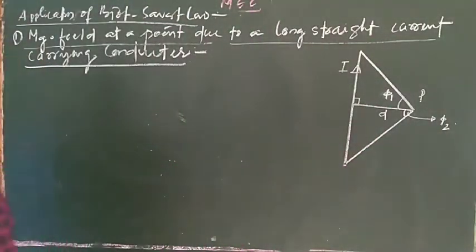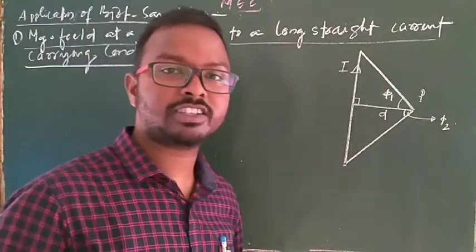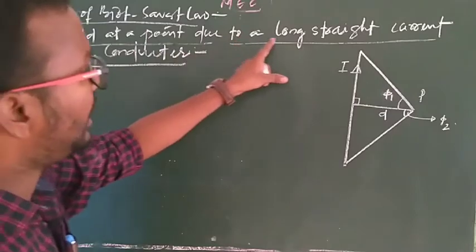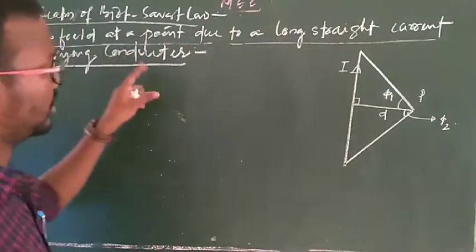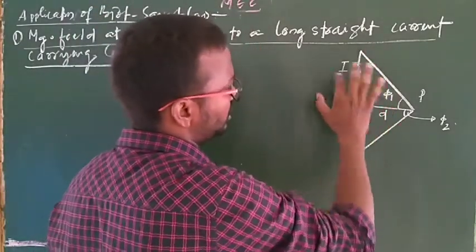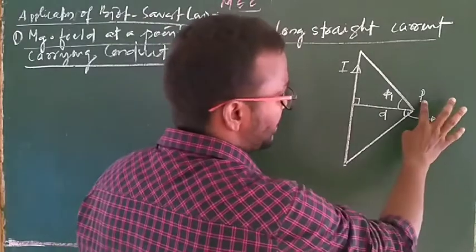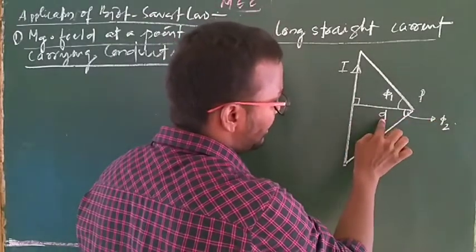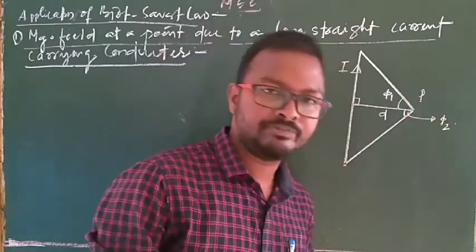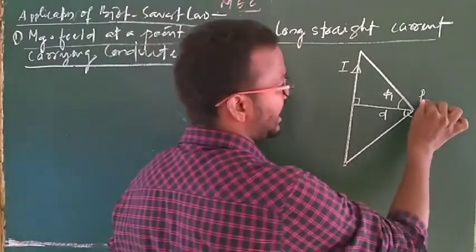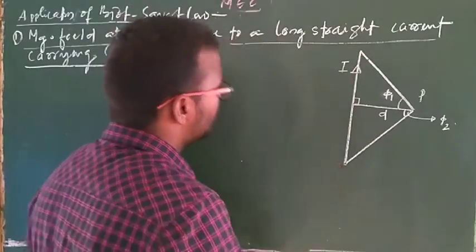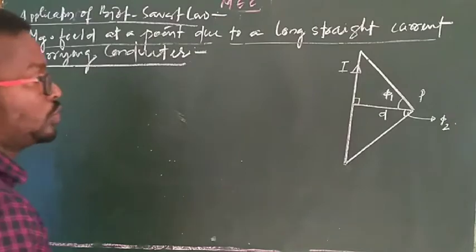Now we will start the application of Biot Savart law. The first application of Biot Savart law is the magnetic field at a point due to a long straight current carrying conductor. If there is a long straight current carrying conductor with current I flowing through it, and a point P at a perpendicular distance d, we have to find the net magnetic field at this point due to this long straight conductor. Clear? So how can we find the total magnetic field?